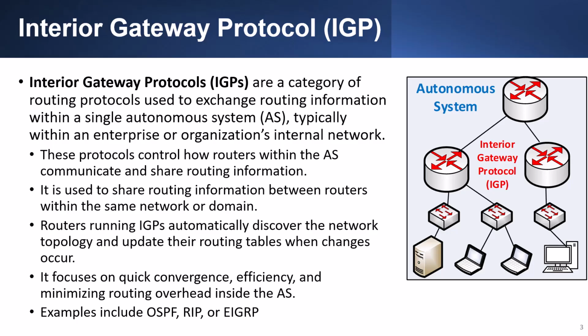Routers running IGPs automatically discover the network topology and update their routing tables when changes occur. It focuses on quick convergence, efficiency, and minimized routing overhead inside the AS. Examples include OSPF, RIP, or EIGRP.